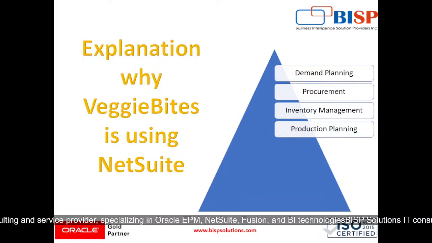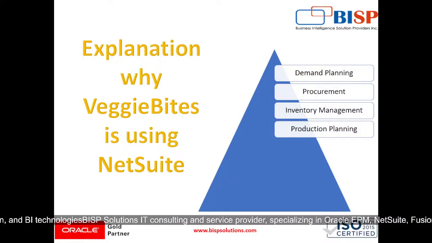For example, the Veggie Bites factory has 2 production lines. So Netsuite assigns cookie production to one line and energy bar to another based on order priorities so that the work will be done efficiently and effectively.